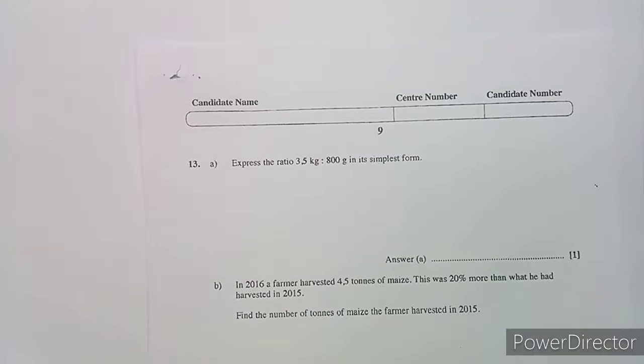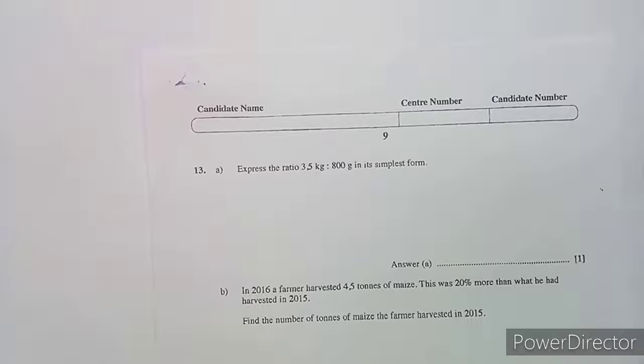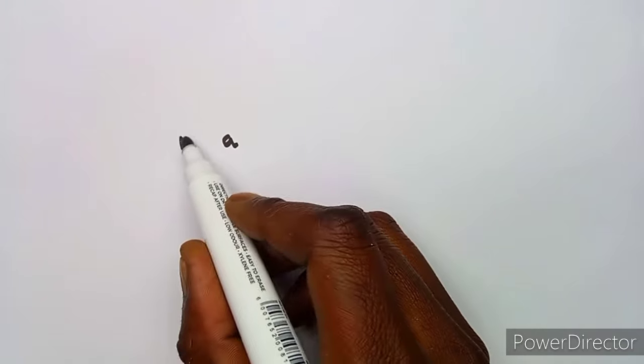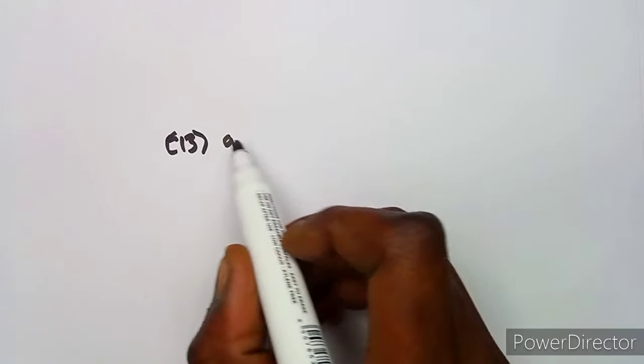So that's it, guys. Let's see another question that we had, which is number 13. Yeah, that's number 13. Okay. We are given on number 13a to express the ratio of 3,5 kgs as to 800 grams in its simplest form. So whenever you're given a ratio is just like how you operate with a fraction.